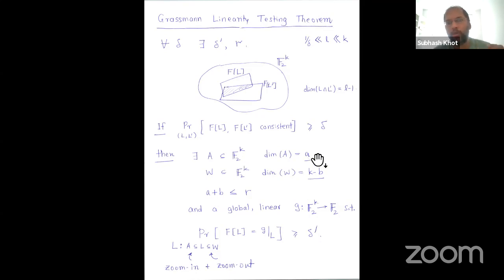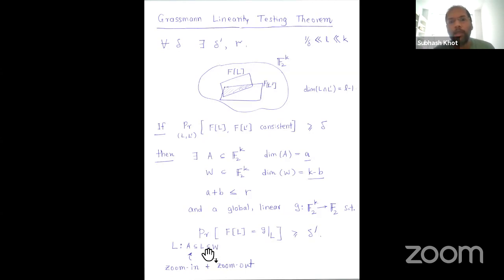You are allowed a combination of the zoom in and zoom out. I should have stated that this process of taking a W and then considering all spaces contained inside W, we called zoom out. So there is a combination of zoom in and zoom out, such that after the zoom in and zoom out, there does indeed exist a global linear function G, which agrees with the given table on some constant delta prime fraction of spaces L.